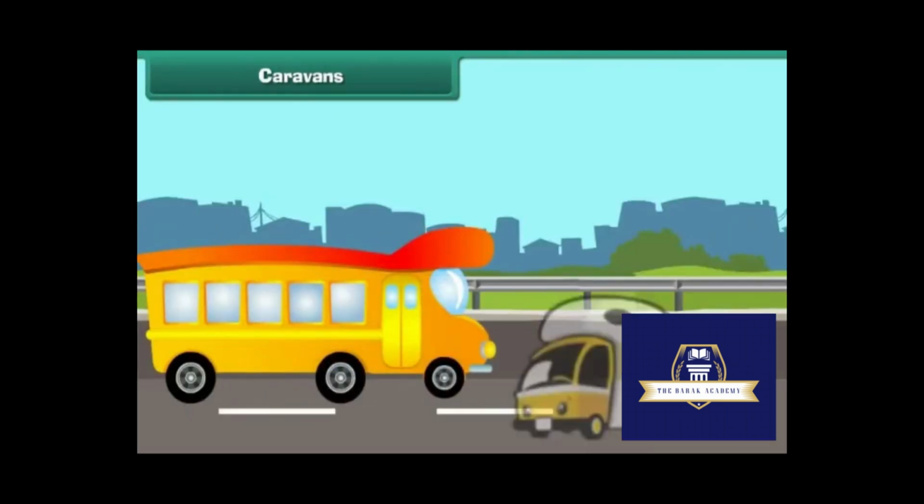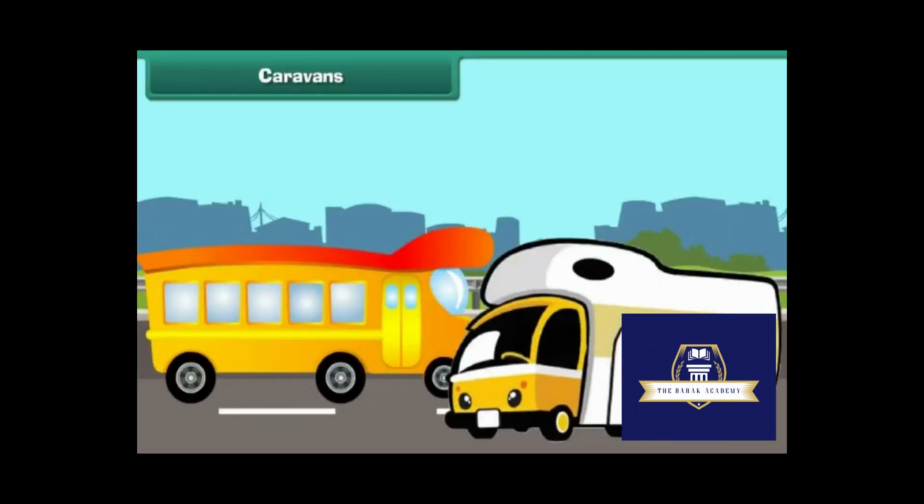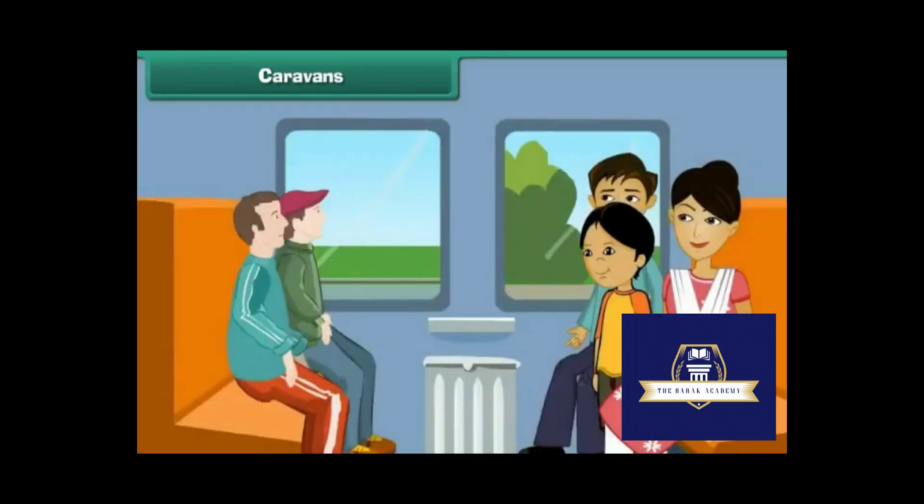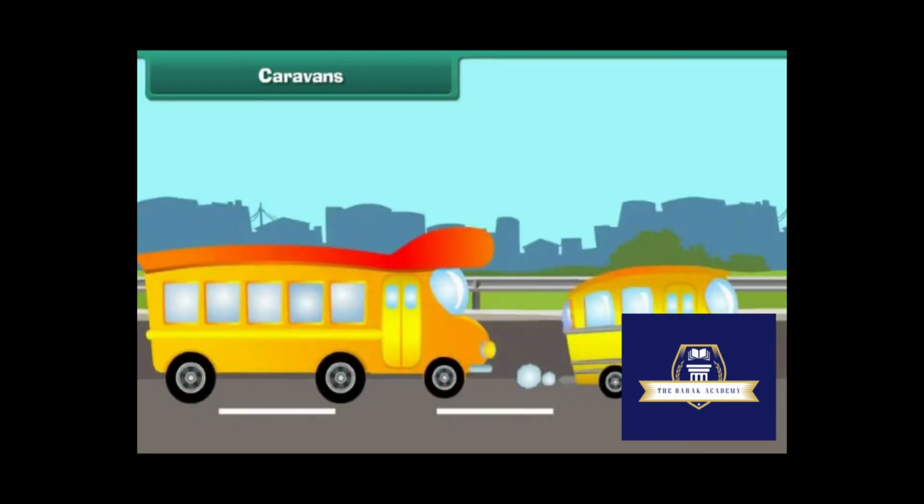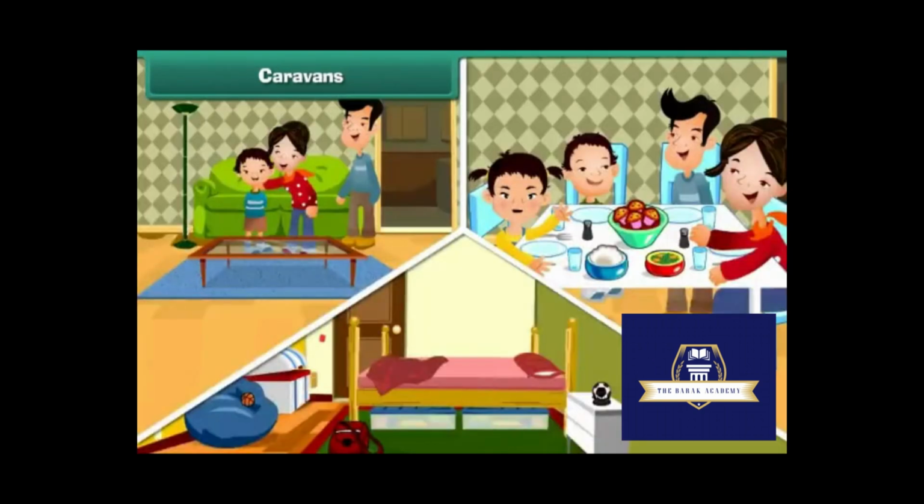Caravans. Caravans are houses on wheels. They are mobile homes. People use them to live in and travel. Caravans may be big or small. Some of them have many rooms.